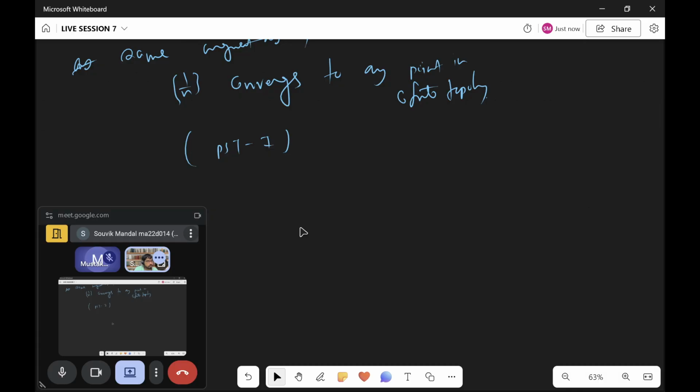Okay, that's fine. So now the next question. Give an example of a cofinal subset of a directed set which is not eventual. Give an example of a cofinal subset of a directed set which is not eventual.